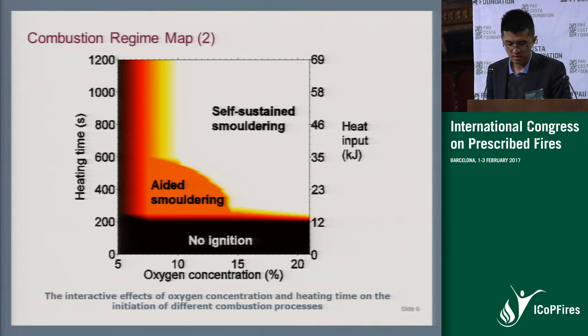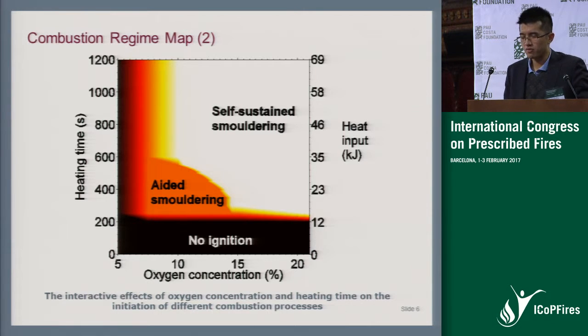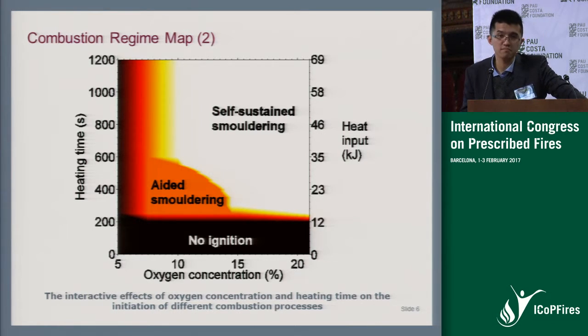And the next one is the effects of oxygen concentration and heating time on self-sustained smouldering combustion. And you can see from these figures that self-sustained smouldering combustion can survive at a very low oxygen concentration, approximately 10%. So from the previous two figures, we know that the oxidizer flow rate and its oxygen concentration have significant effects on smouldering combustion.